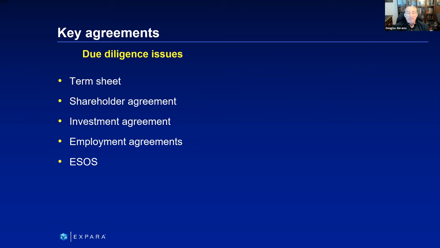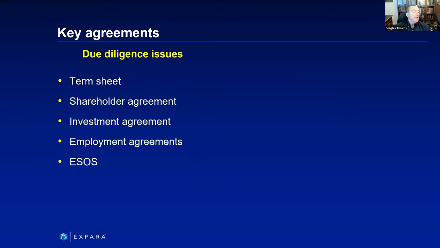Now, what happens in between term sheet and final agreements? If the term sheet was too simple and not detailed enough, there will be many terms that were not included in the term sheet that need to be negotiated at the final document stage. And if we're not able to agree on some of these terms in the final document stage, then the deal doesn't happen.